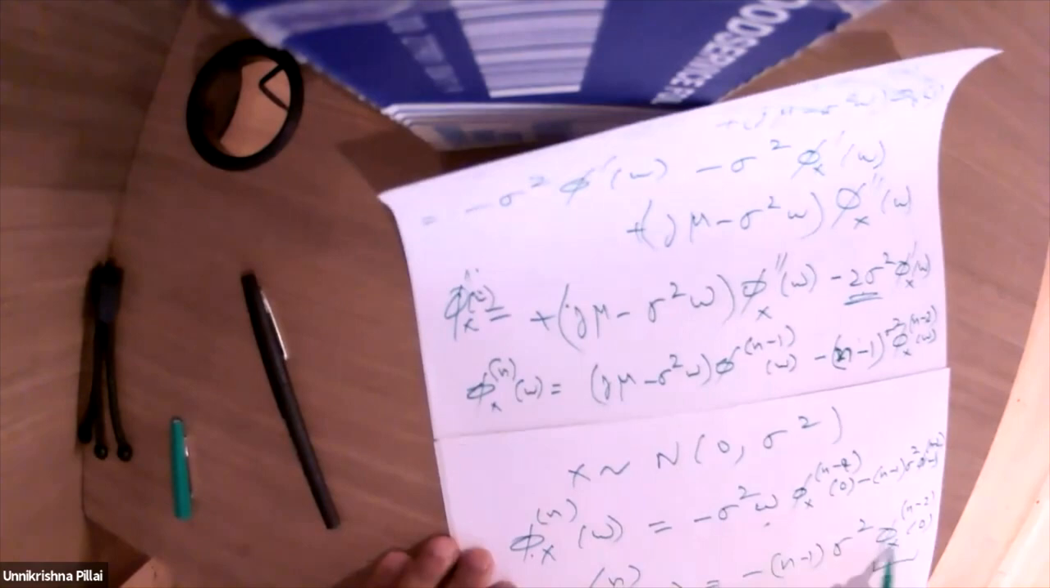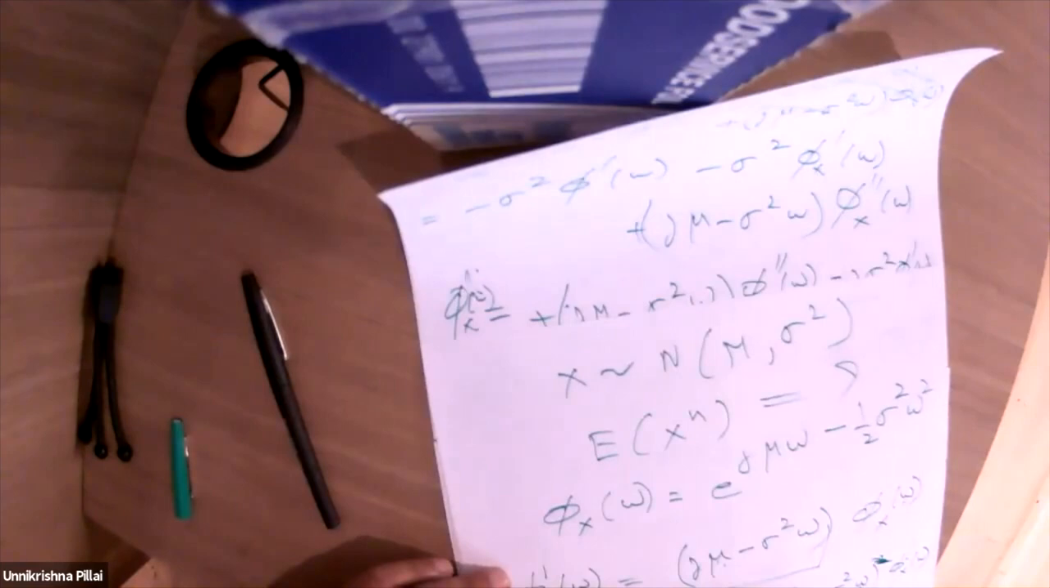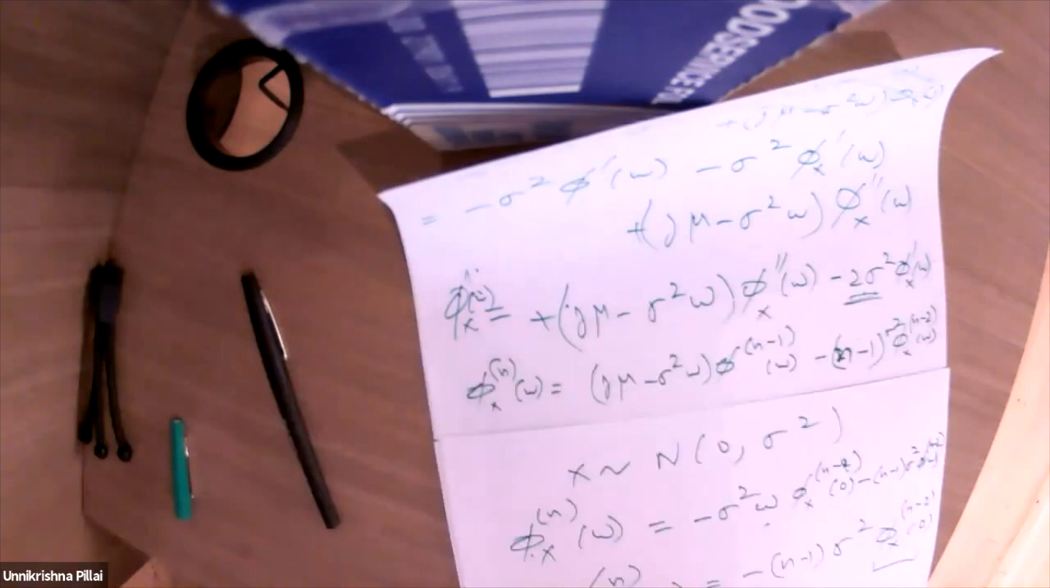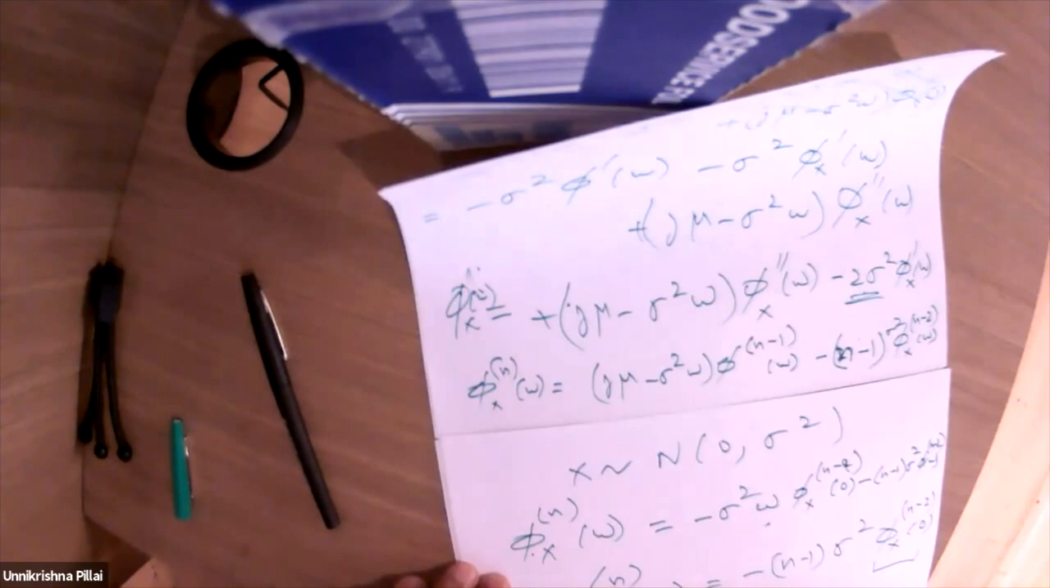So if you want the second derivative, we already know it, right? The second derivative, if you put omega equal to zero, remember mu is already zero. If mu is zero and omega is zero, so this is gone. Then you get minus sigma squared. You see here, minus sigma squared. So the second derivative evaluated at zero is minus sigma squared. That divided by j squared will give you expected value of x squared to be sigma squared, which is correct. Now you can use this.